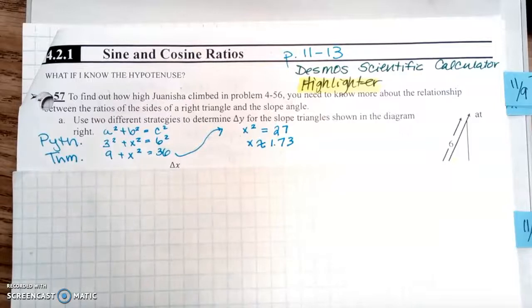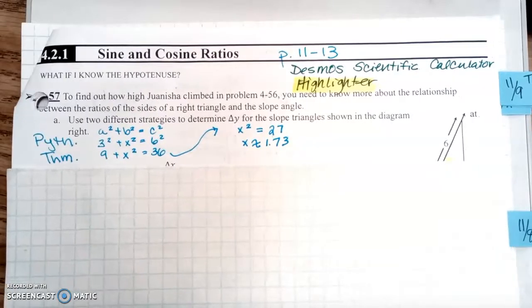Okay, so for question 57, it says to find out how high Juanisha climbed. In problem 56, you need to know more about the relationship between the ratios of the sides of a right triangle and the slope angle. Part A says use two different strategies to determine the change in y for the slope triangle shown in the diagram at right. Okay, so we're going to use something called the Pythagorean Theorem.